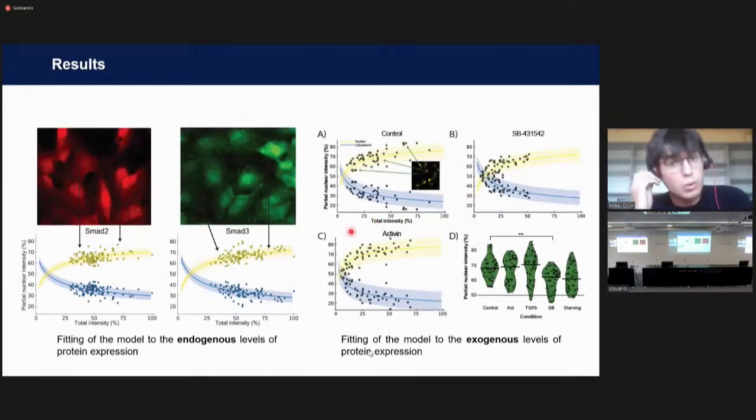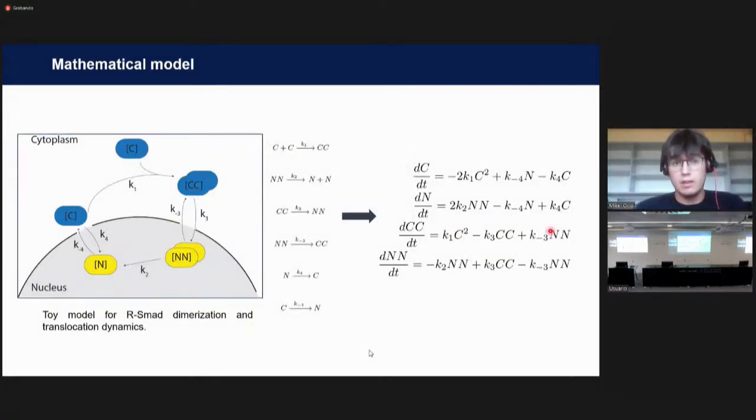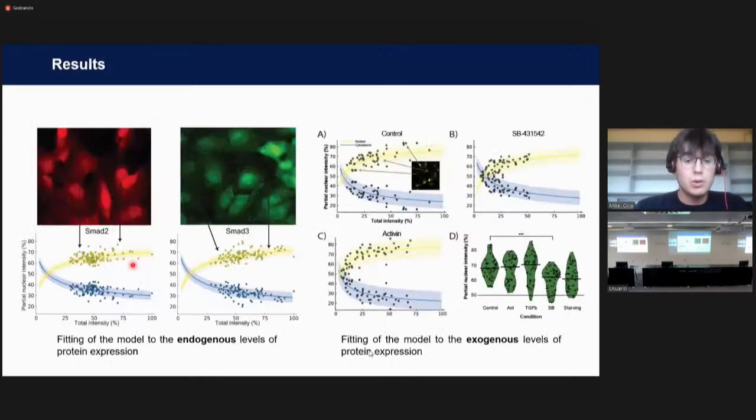So an interesting effect that we saw in the immunofluorescences was that the cells expressing more SNAP, this is the brightest cells, were in general more nuclear, like this one here or this one here. So we tried to fit the model to the expression levels of the protein. And to do that, we numerically solve these differential equations for different initial concentrations of the proteins. This is for different expression levels of the protein. And we take the stationary values of the population in the cytoplasm and the population in the nuclei. So we obtain the partial nuclear intensity.